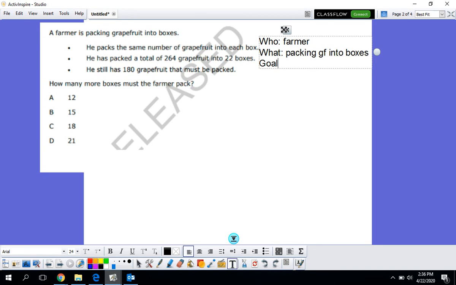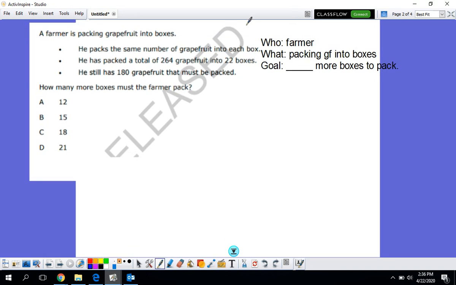And then my ultimate goal, I'm going to look here. How many more boxes must the farmer pack? So I know it should be blank more boxes to pack. Look at how many times boxes is repeated in this problem. I know that that's going to be super important. I also know that really helps me with my operation. I know oftentimes if I'm putting things into boxes, that may mean equal groups, which could be multiplication, or it means I'm splitting something, which could be division.